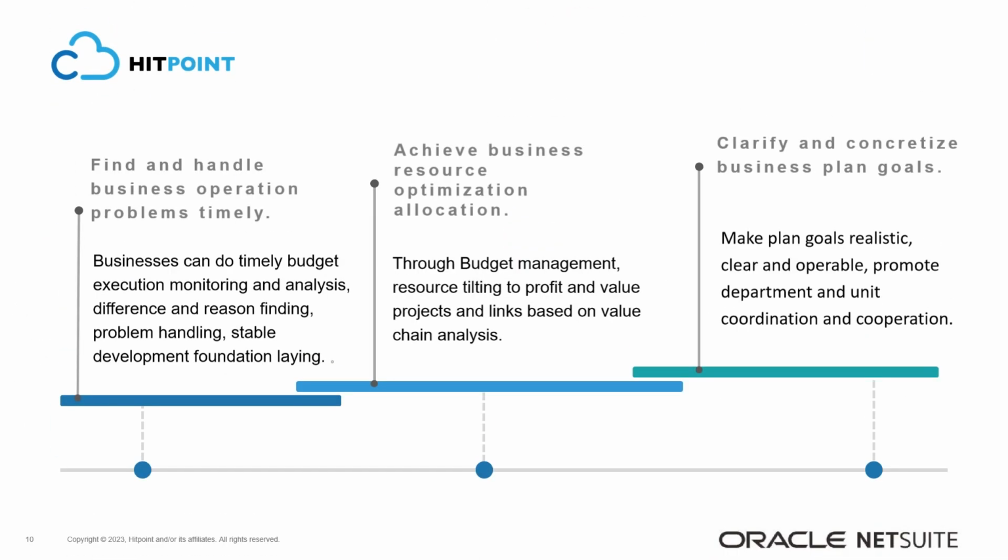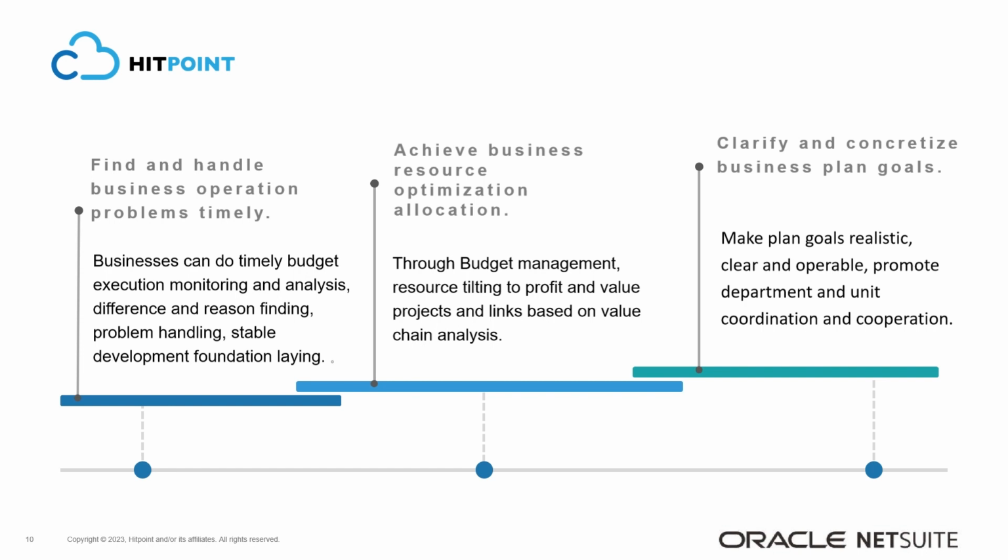Finally, what is the value and benefits of using PBS for your business? First, timely detection of enterprise operation problems and handling them. Enterprises can monitor and analyze budget execution in a timely manner, discover budget variances and the reasons for their formation, take effective measures and methods to deal with problems, and lay the foundation for stable development of the enterprise.